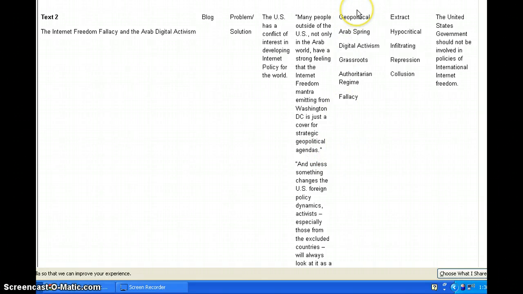The words that were necessary for understanding or the background were geopolitical, Arab Spring, digital activism, grassroots, and remember we saw that revisited, authoritarian regime, and fallacy. Some of the connotations or the words that indicated tone were extract, hypocritical, infiltrating, repression, and collusion. And summarizing it in a sentence, the United States government should not be involved in policies of international internet freedom. That was the blog writer's position.